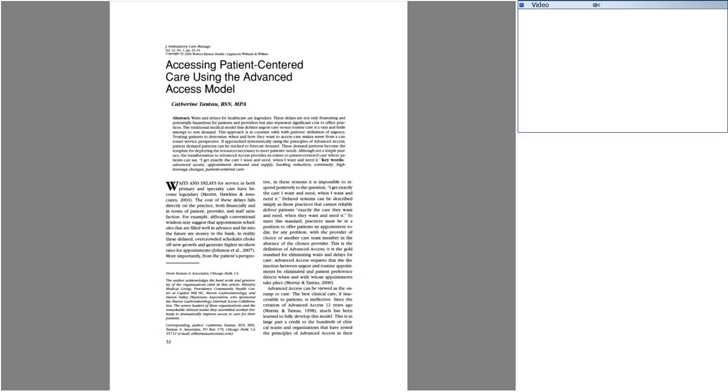And then finally, this is an article that we wrote. It was published in the Journal of Ambulatory Care Management, and it's all about accessing patient-centered care using the Advanced Access model. We cover quite a bit in here and have some real-life examples of what other groups have done, both in primary care and specialty care and community health centers, in fee-for-service practices. So there's a wide range of experiences. And again, as you embark on this work, we find that this is a great resource for people.